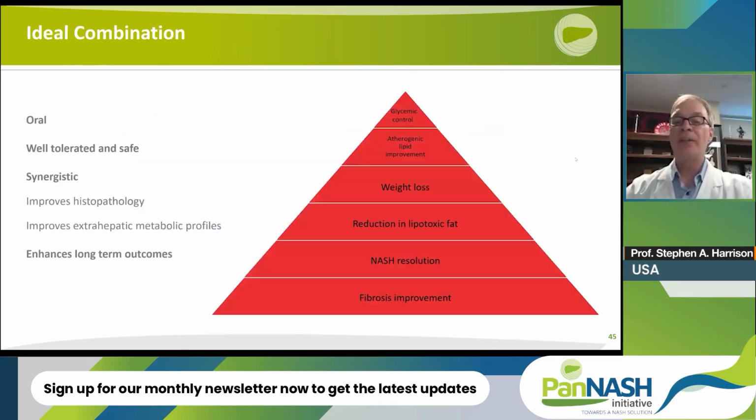So what is the ideal combination therapy? Well, in my opinion, it's a drug that's oral, well tolerated and safe, and essentially is able to combine therapies in a single pill. We want them to be synergistic, improving histology and improving extrahepatic metabolic profiles, with the long-term goal of improving outcomes, not only major adverse liver outcomes, but major adverse cardiac events as well.